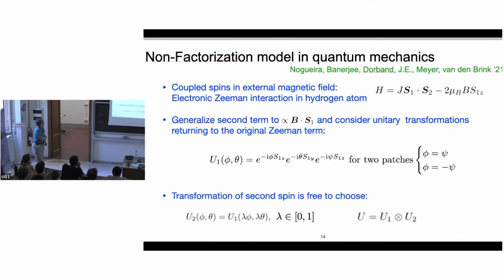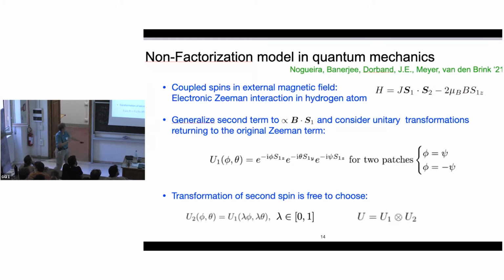Okay, so now let's look at the case where we combine this Berry phase with entanglement. We will look at two spins in an external magnetic field, for instance describing the electronic Zeeman interaction in a hydrogen atom with a proton and an electron. The Hamiltonian that we start with is this very simple Hamiltonian where we have two coupled spins with coupling J, and one of the spins also interacts with a magnetic field.